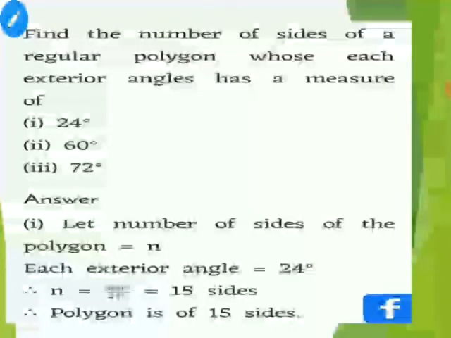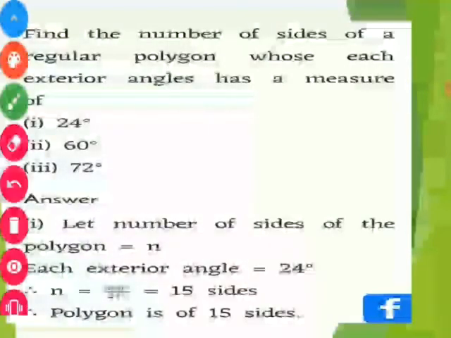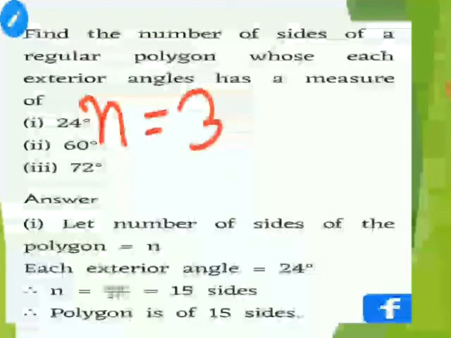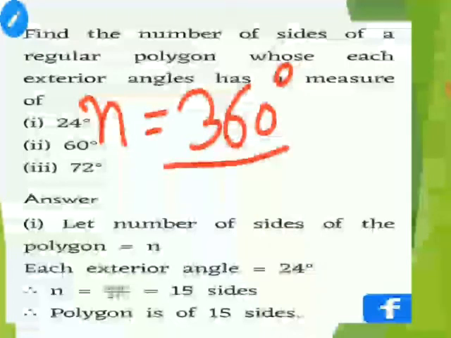Now the next question is: find the number of sides of a regular polygon whose each exterior angle has a measure of 24 degrees. So let's do it. You all know the formula to calculate the exterior angle. If you know the exterior angle and you have to calculate the number of sides, the same formula we use, only vice versa. So to calculate the number of sides, 360 degrees will be divided by each exterior angle.